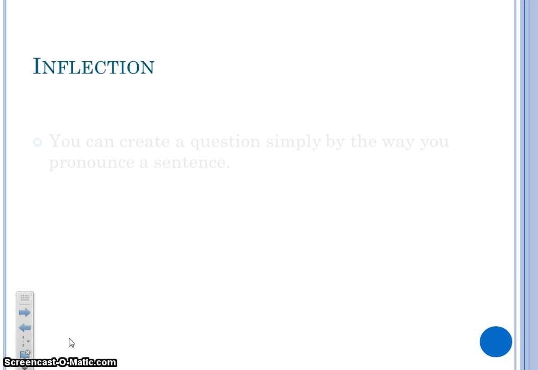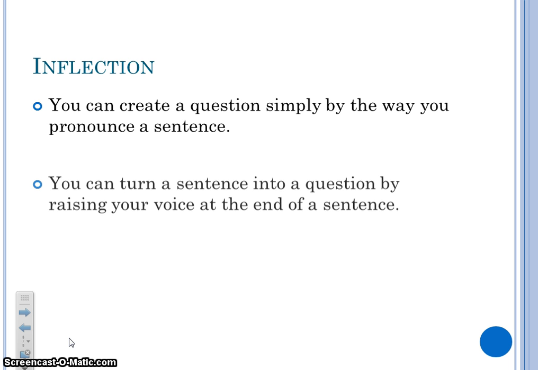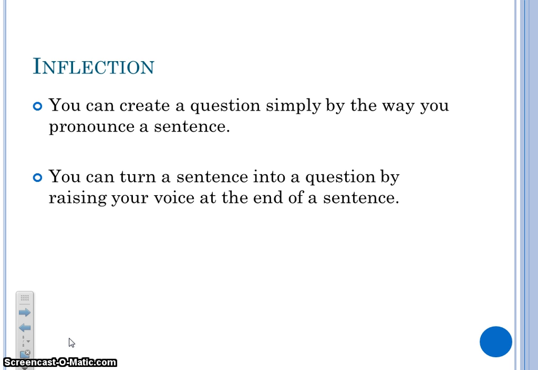Alright, and then the last way is inflection. You can create a question simply by the way you pronounce a sentence. You can turn a sentence into a question by raising your voice at the end. For example, the sentence Marco tiene un carro nuevo is just a sentence. But if you ask it in a questioning way, you can say Marco tiene un carro nuevo, as if you have doubt. And it's almost like your voice raises at the end of the sentence.